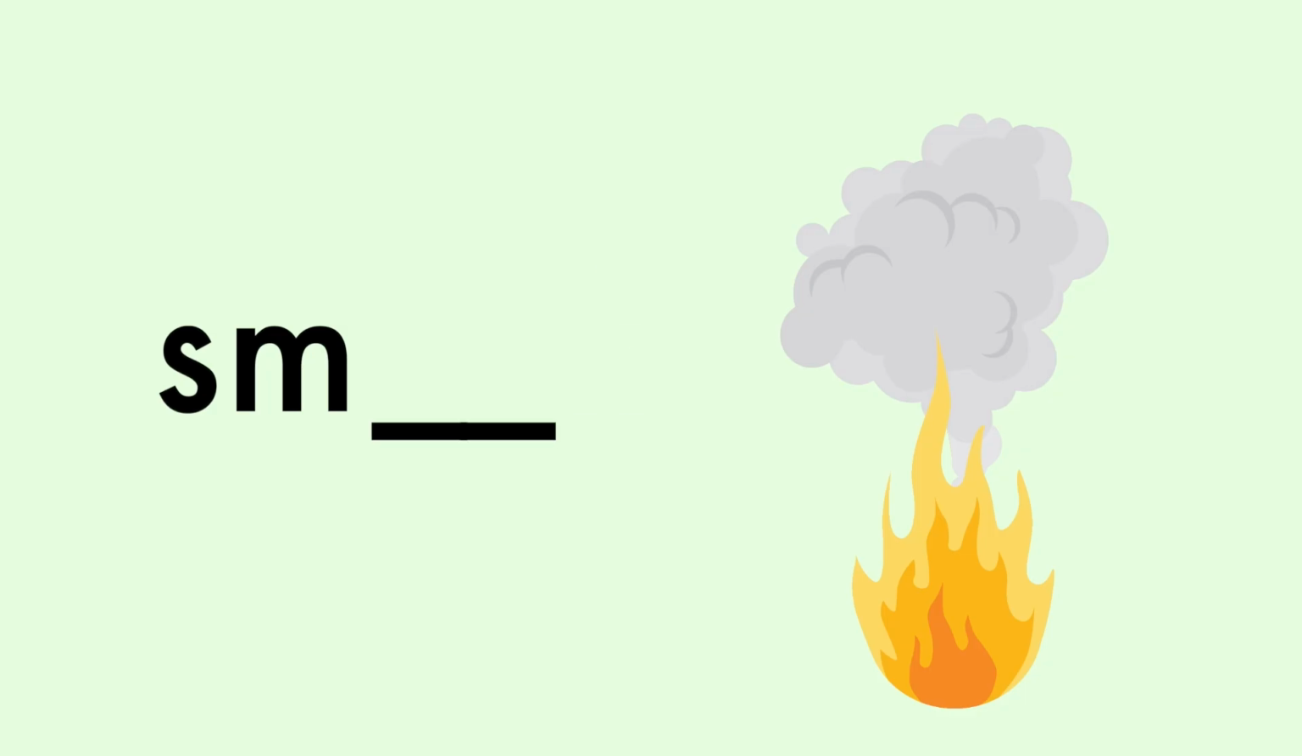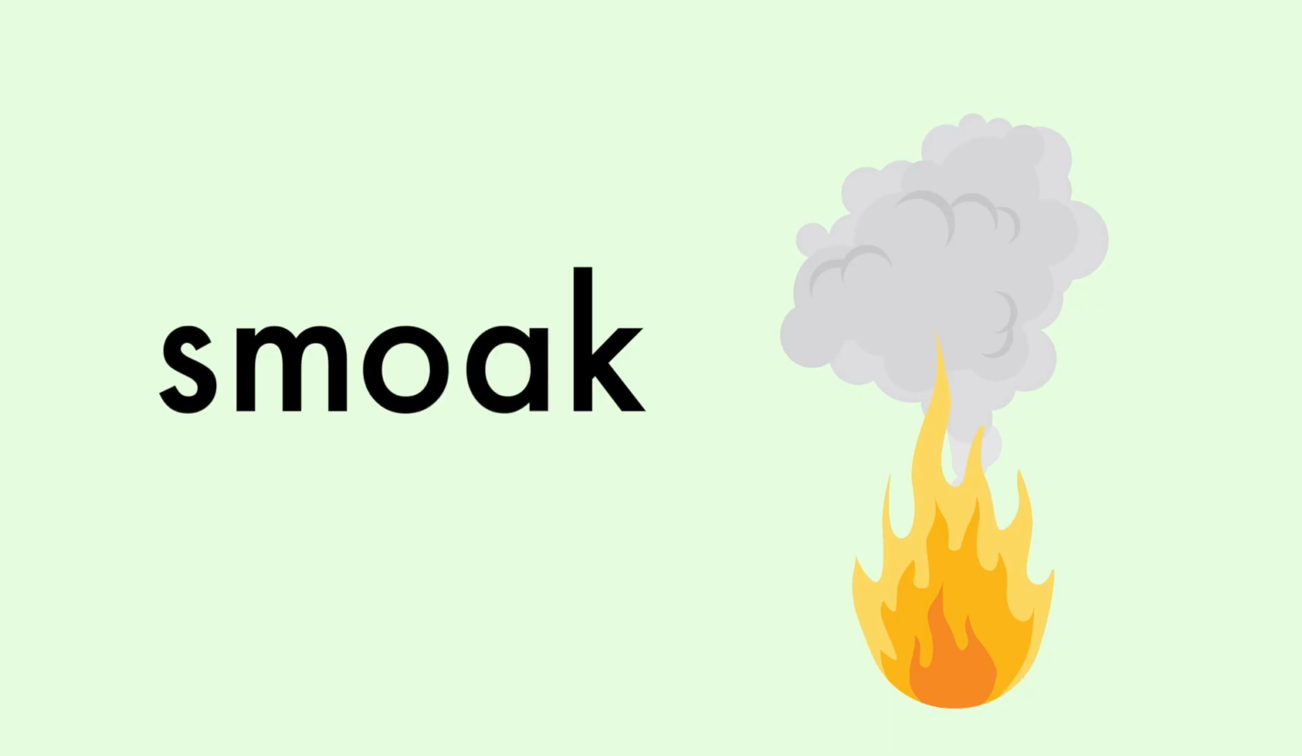For example, to spell smoke, S-M-O-K. I might try to spell the O sound with O-A, but this looks funny to me. It's not what I remember seeing when I read the word smoke in books. The silent E pattern looks right though. Now let's spell some more words together.